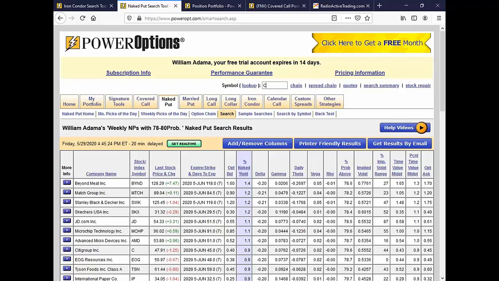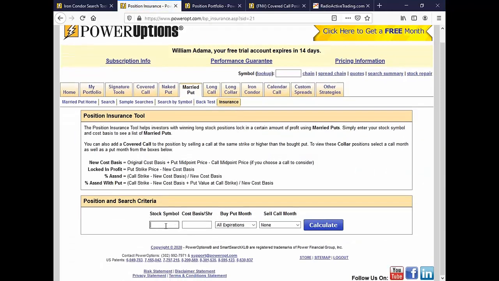So let's just go to CMG. Actually, let's do it your way first. I'm going to go to the insurance tool and put in the symbol of CMG, and I was put the stock at 1050, but I took in $4, so my total cost basis is $1,046. Okay.